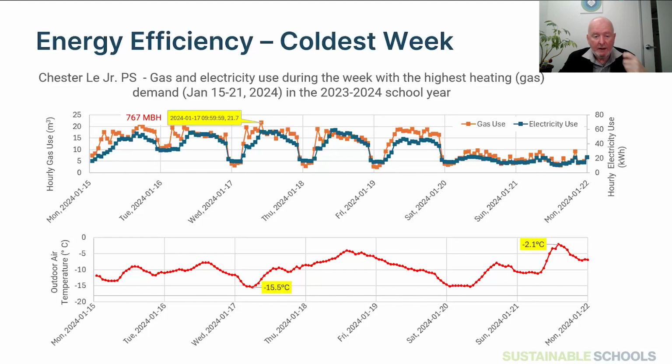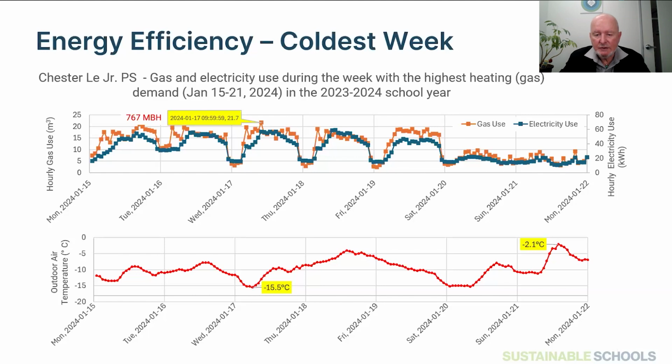And this should be part of the modeling that you do at the start of any one of these projects, like when do the peaks occur? And you can see here the peak is on Wednesday at about 10 o'clock in the morning in terms of heat. And you can see what electricity is doing in between.